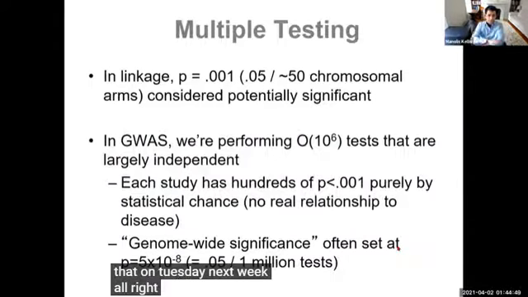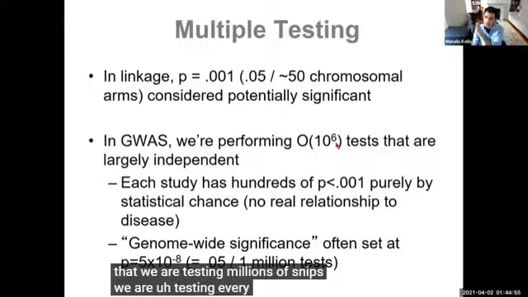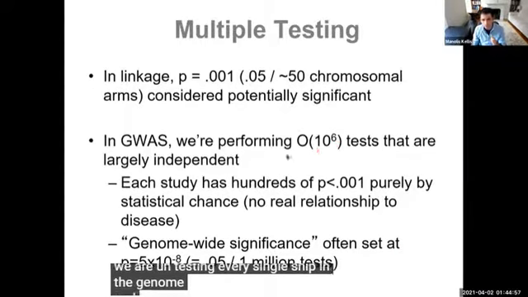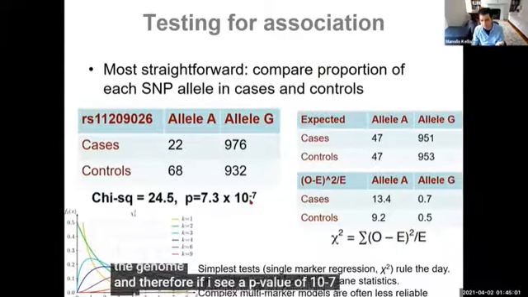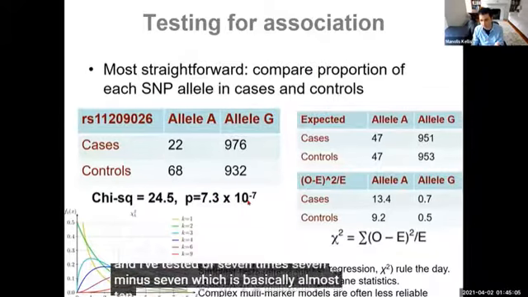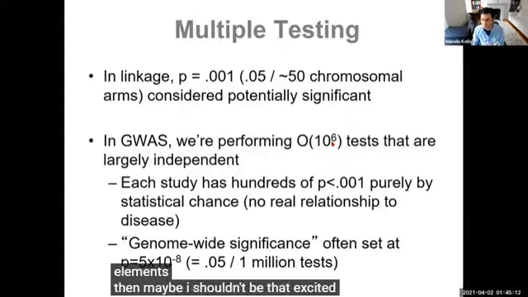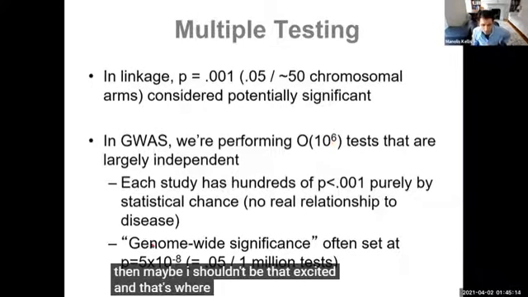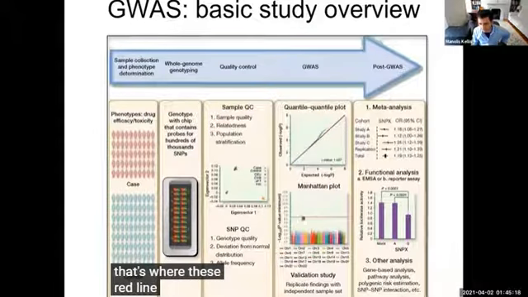All right. The challenge, of course, is that we are testing millions of SNPs. We are testing every single SNP in the genome. And therefore, if I see a p-value of 7 times 10 to the minus 7, which is basically almost 10 to the minus 6, and I've tested 10 to the 6 elements, then maybe I shouldn't be that excited. And that's where genome-wide significance comes in. And that's where this red line comes in.